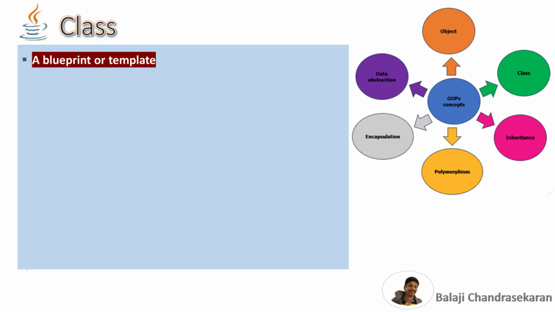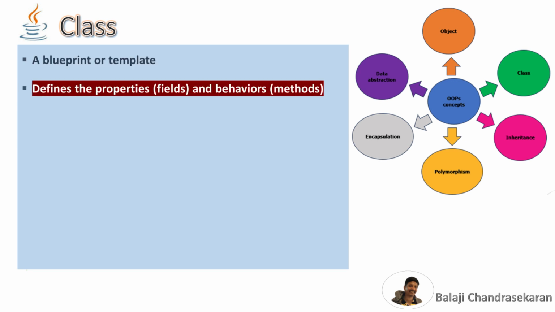Class is a blueprint or template for creating objects. It defines the properties, fields, and behaviors, methods, that the objects created from the class will have. In object-oriented programming, we often model real-world entities as classes. This approach helps us represent and manage complex systems in a modular and organized manner.